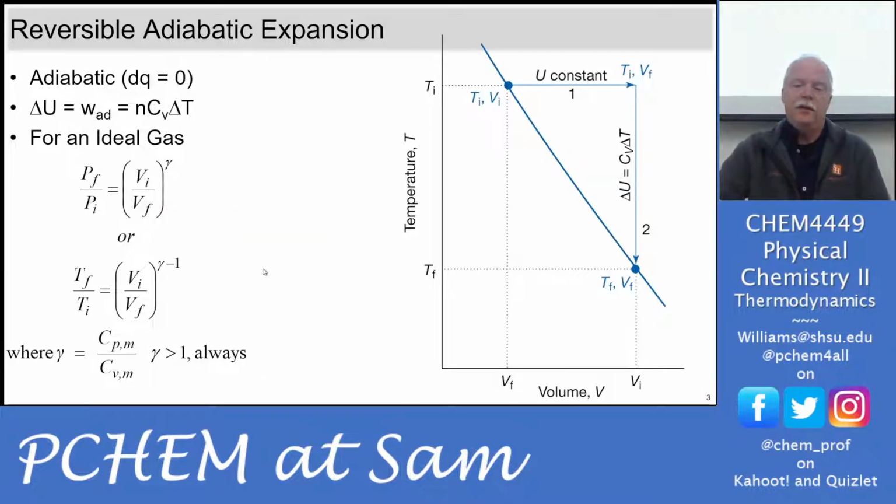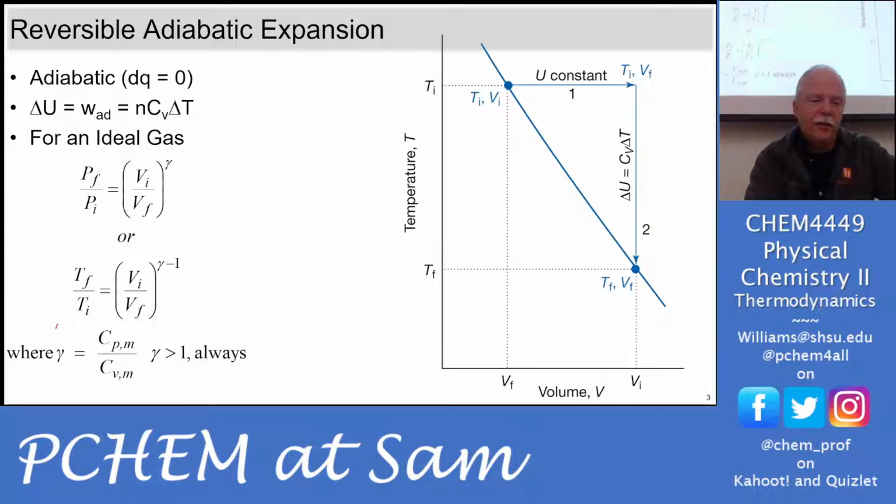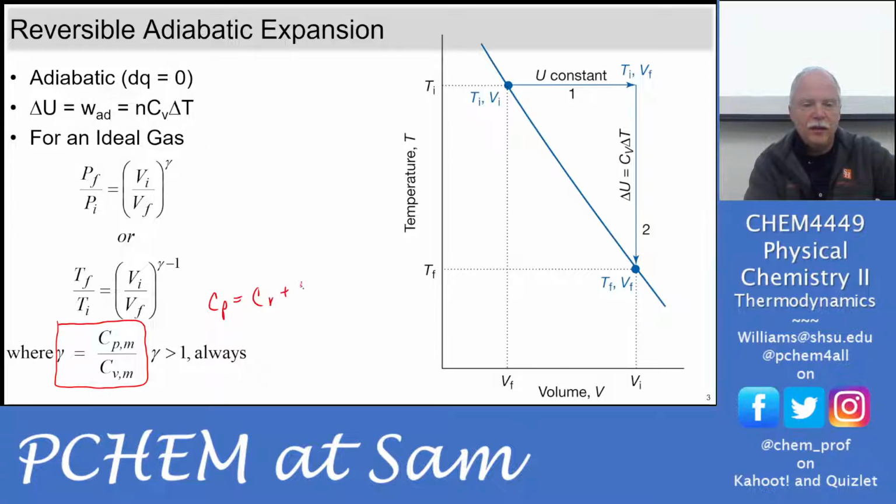So how do we determine what that final temperature is? If we know the delta V's, we can rearrange these things, and we'll do some algebra in a minute to show how these relationships work. But gamma, here's the definition of gamma. It's CP over CV. Since CP is equal to CV plus R, the numerator is always greater than the denominator, so CP is always higher than CV, and this gamma is always greater than 1. That's how we can be confident that the pressure curve is steeper for adiabats than it is for isotherms.